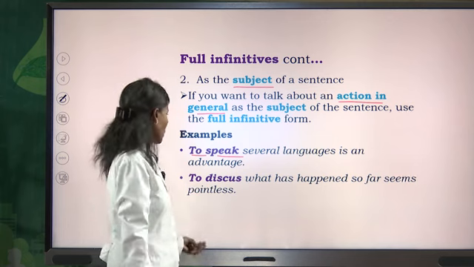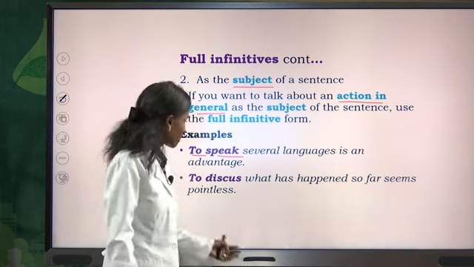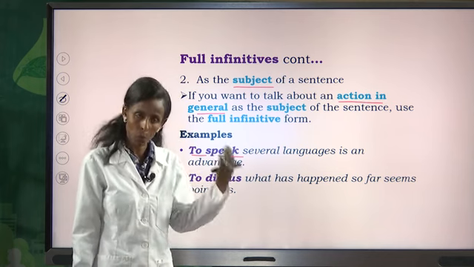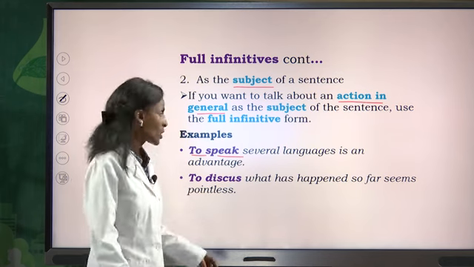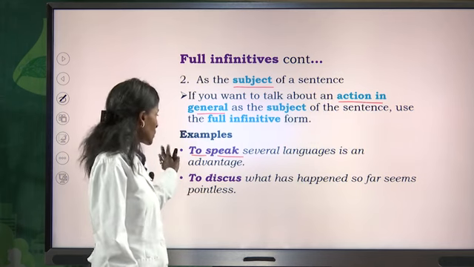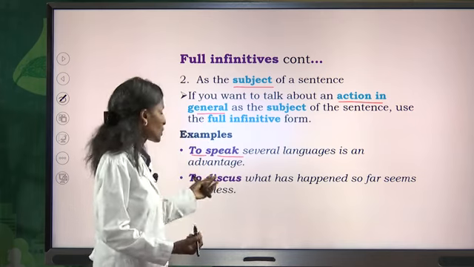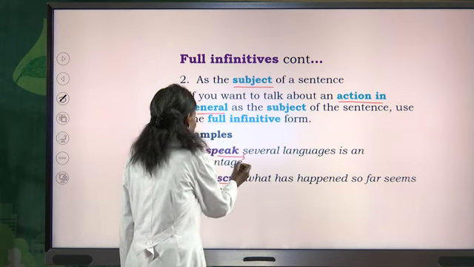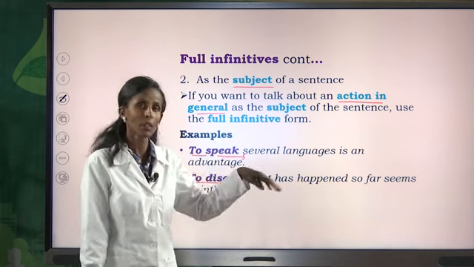Generally speaking, okay? To discuss what has happened so far seems pointless. Again here, to discuss, you may have discussed something so far, and to discuss it now is pointless, so you are generalizing, you see? So generally speaking, to discuss something which has already passed is what? Pointless. That is it, you see? So this is the subject of a sentence, in both cases, subject, subject, but the meaning is what? The implication is general action.